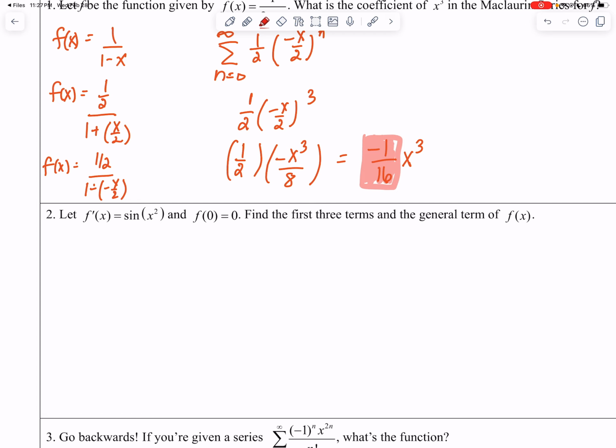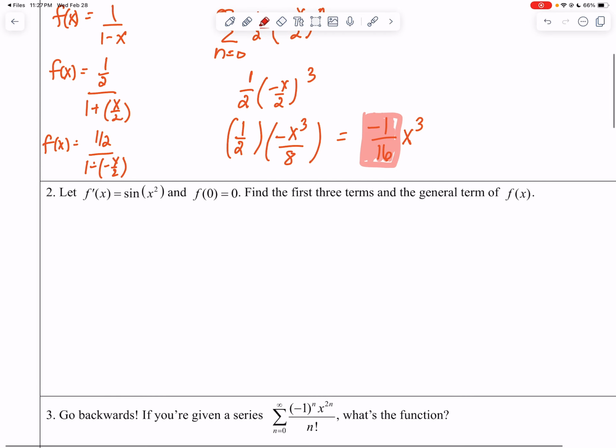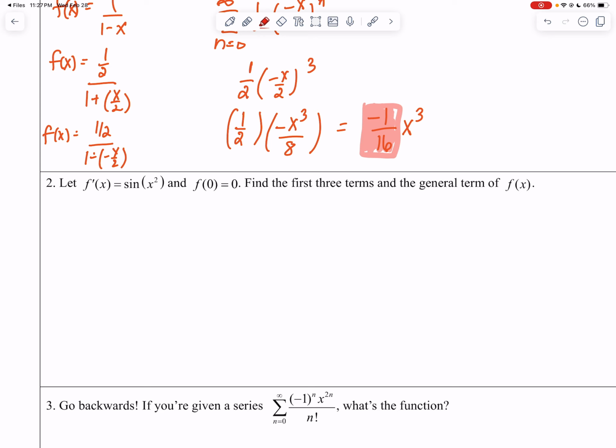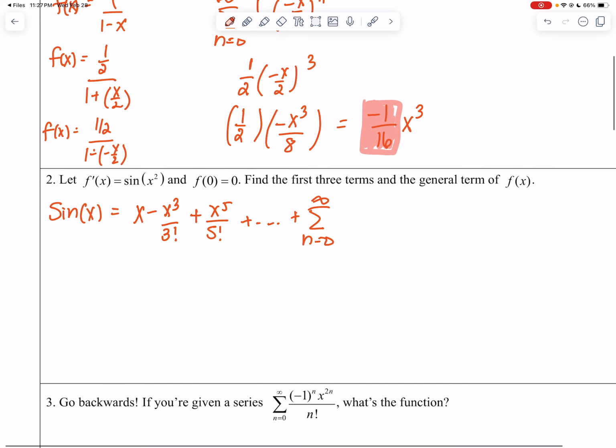2, let f prime of x be sine of x squared and f of 0 is equal to 0. Find the first 3 terms and the general term of f of x. Well, since sine of x looks like x minus x to the third over 3 factorial plus x to the 5th over 5 factorial, and so on, the general term is negative 1 to the n, x to the 2n plus 1 over 2n plus 1 factorial, and that is just regular sine of x. I'm going to build my function.